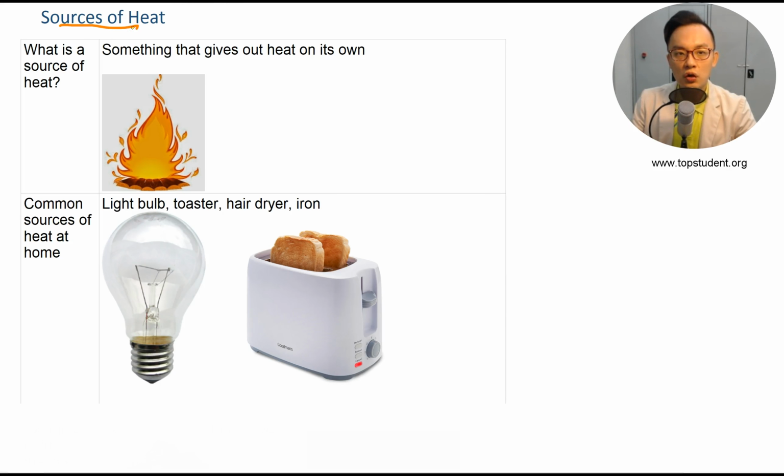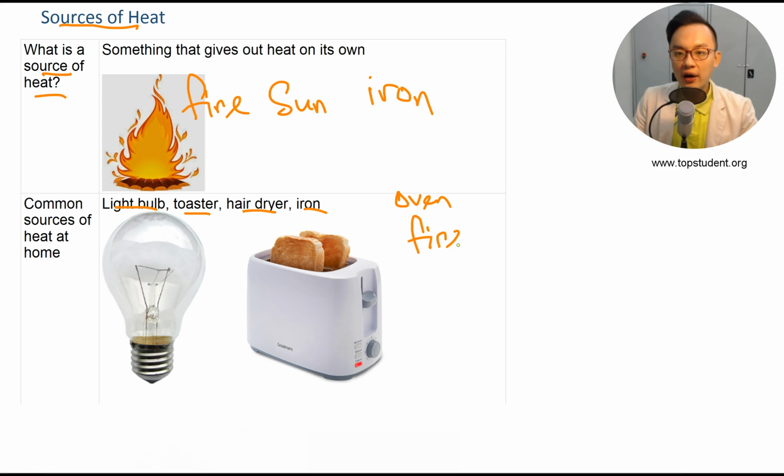Alright, so now we're going to do sources of heat. What is a source of heat? Something that gives out heat on its own. So you have things like fire, which is, this is a fire. You have things like the sun, which is also a source of heat, like an iron. These are all sources of heat, so they give out heat on their own. Common sources of heat at home: light bulb, toaster, hairdryer, iron, oven. Like these are sources of heat. And also the fire that you use to cook, that's also a source of heat.